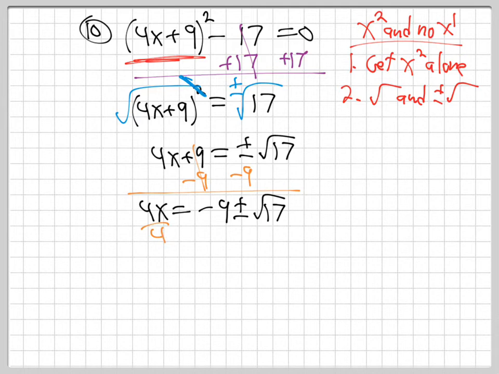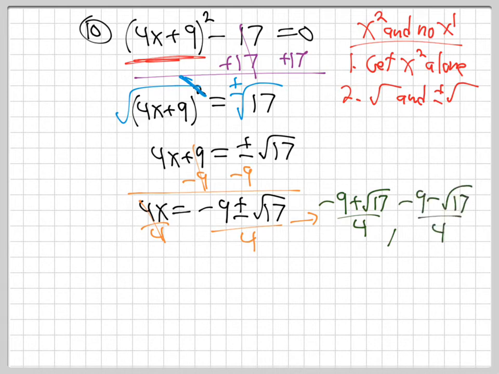Divide by that 4. Boom. Now, are they going to let us do the answer? Oh, they want you to separate it again. So they want you to say that your answers are minus 9 plus root 17 over 4, comma, minus 9 minus root 17 over 4. That's what they want.